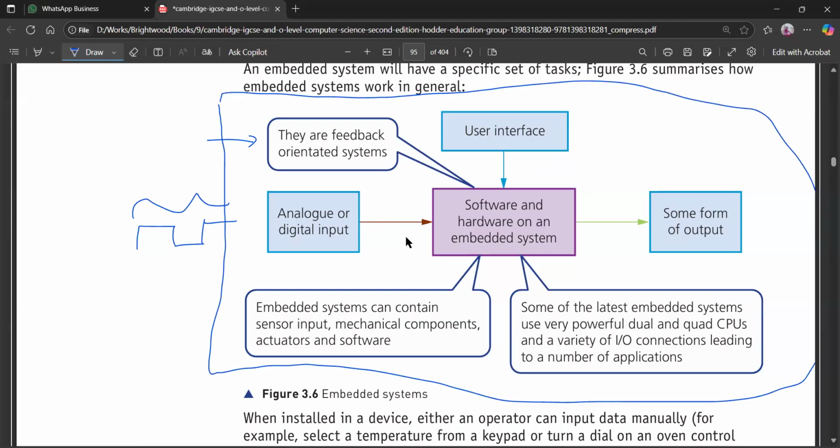You have to remember they should have a user interface and local digital input. According to that, there should be some form of output. Clear? Those are the things.